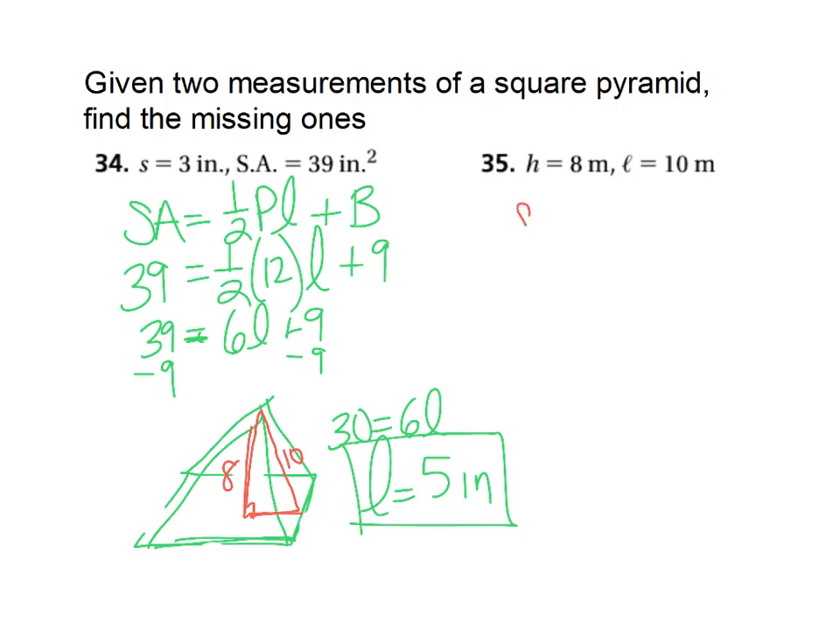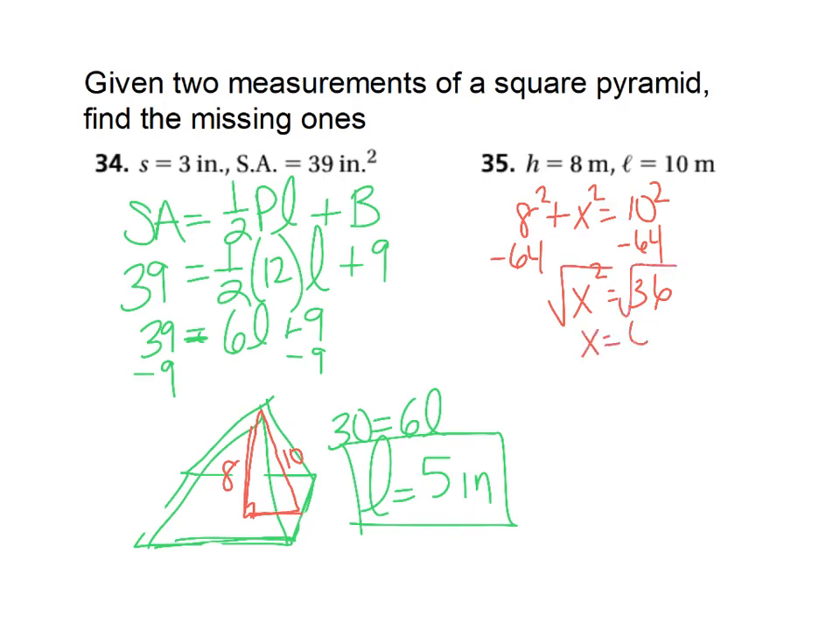So let's do a quick 8 squared plus x squared equals 10 squared. That's a 100 minus a 64. That actually comes out nice. That's 36, which happens to be a perfect square. So what we found is that this piece here is 6, which means the full length across would have to be 12.